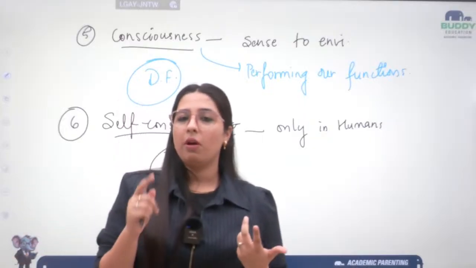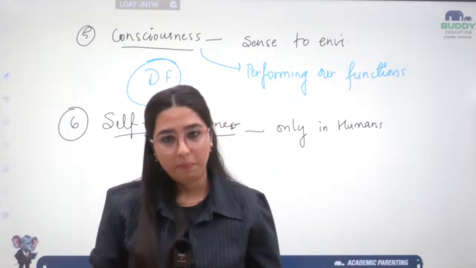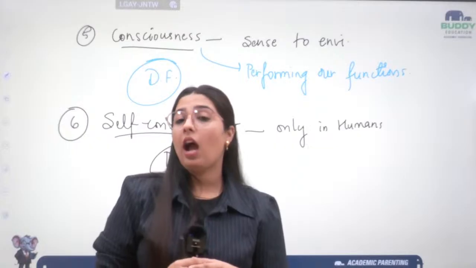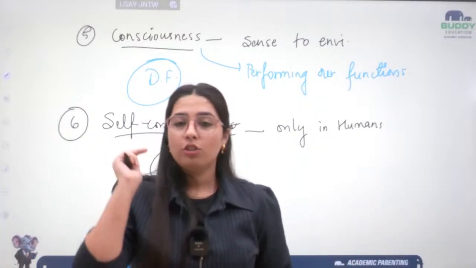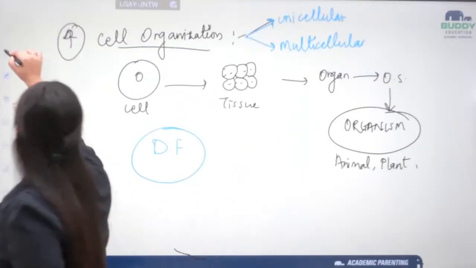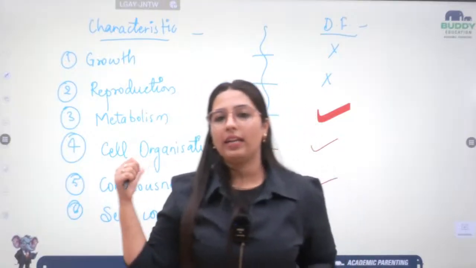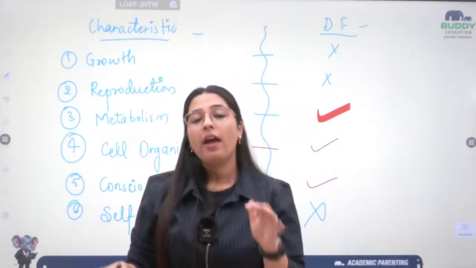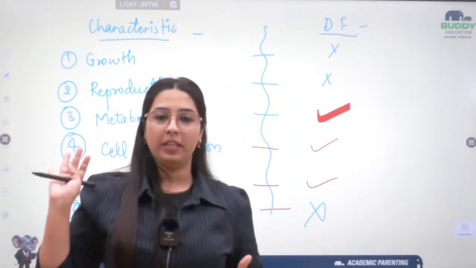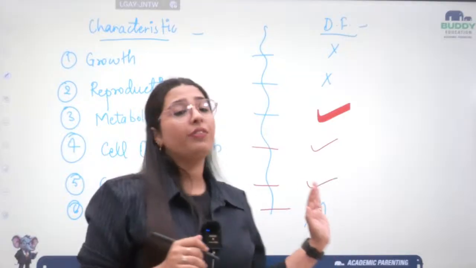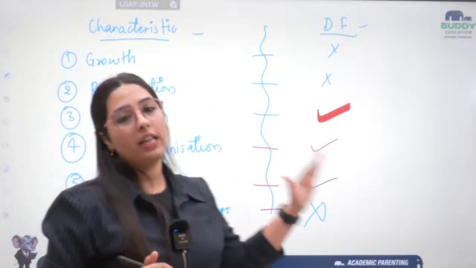Then I talked about biodiversity. Basically, biodiversity is the number of organisms at a particular place. Then we studied how to say whether an organism is living or not living. So we have studied 6 features. Let me just rewind. We studied characteristic features, which may be there, and defining features, which should be there 100%. The characteristic features we studied are growth, reproduction, metabolism, cell organization, consciousness and self-consciousness.